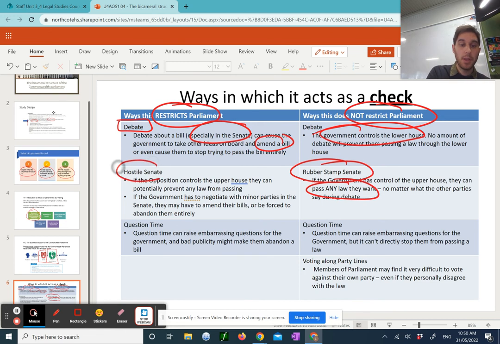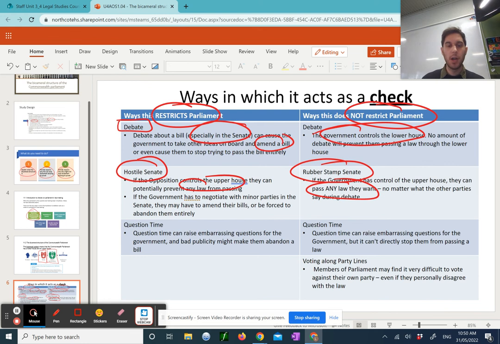And this can happen if there's what we call a hostile Senate. So if the opposition is the one that controls the upper house, if the opposition has the numbers in the upper house, then they could theoretically prevent any law from passing and totally restrict Parliament's lawmaking.